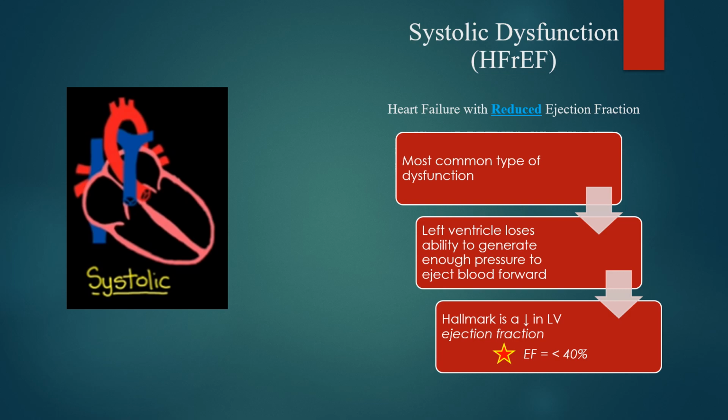So when we talk about systolic heart failure, this is going to be heart failure with reduced ejection fraction. And I can't stress that enough. This is reduced ejection fraction. That means you don't have that squeeze. And its biggest characterization is that your EF is going to be less than 40%. Again, it's the most common type of heart failure that you're going to see. And it's where the left ventricle loses its ability to generate enough pressure to eject the blood forward and overcome that resistance, right?